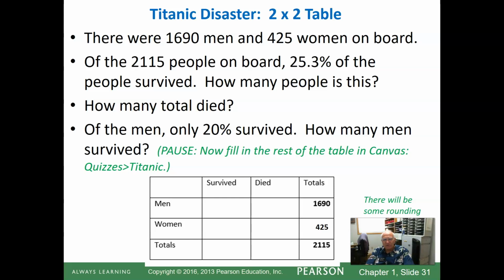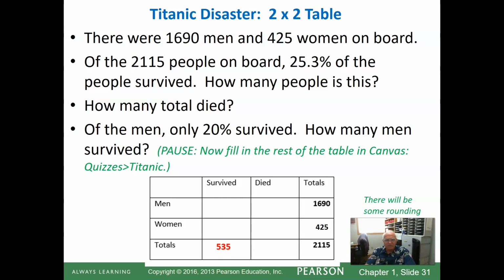How many people is that? Well, an easy way to figure that out, we've got 2,115, and we can multiply it by 0.253 or 25.3%. That would give us the number of the survivors. So that total would be 1,690. So 1,690 is 25.3% of the 2,115, and those are the... I think I did this wrong. That's the men and the women side of this. I'm sorry. So let's look at the other side of that, the 25.3%.